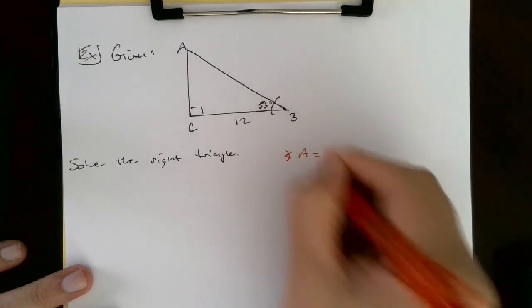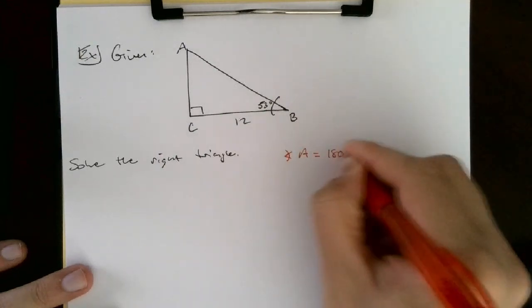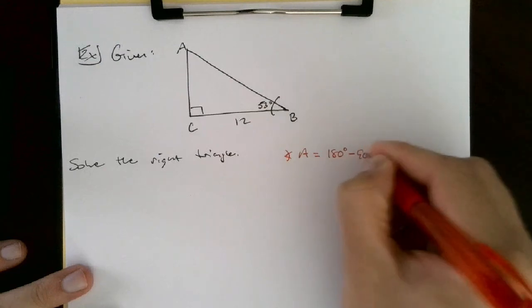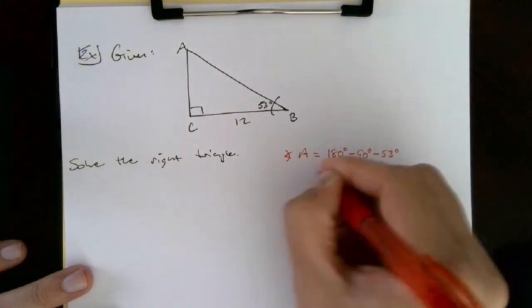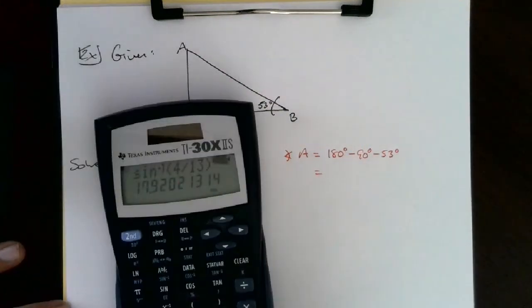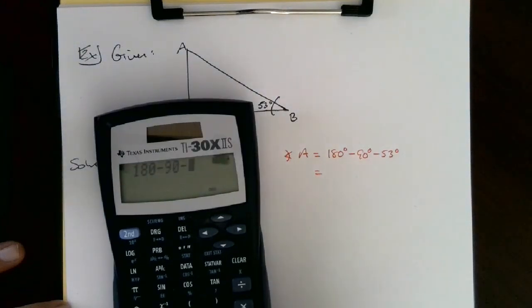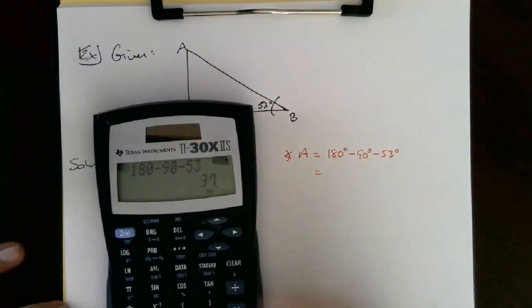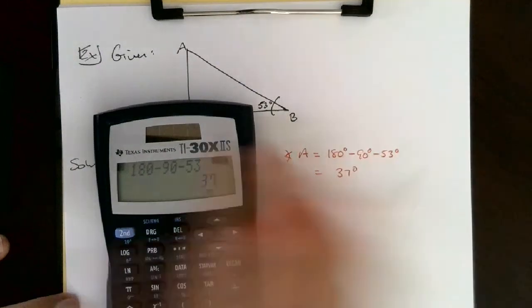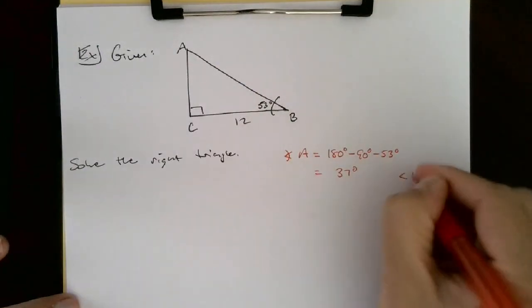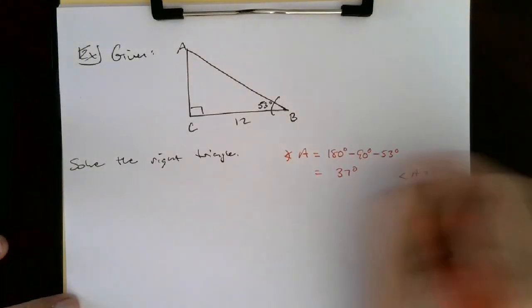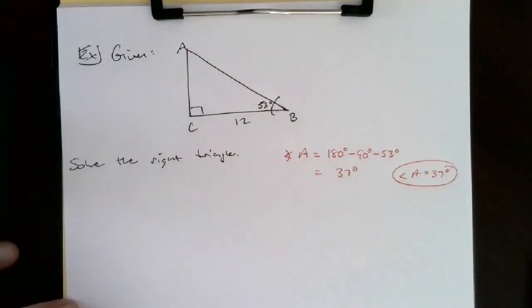Alright, so for angle A, it's equal to 180 degrees minus 90 degrees for the right angle minus 53 degrees for the angle B that we know. And we have 180 minus 90 minus 53. That comes out to 37 degrees. So I know angle A. So angle A equals 37 degrees, which is good. So we have that part of the triangle solved.